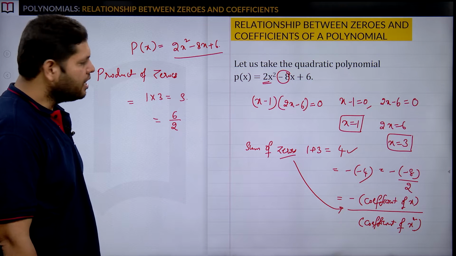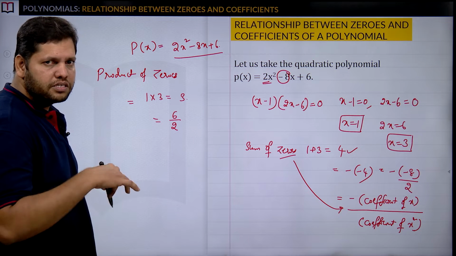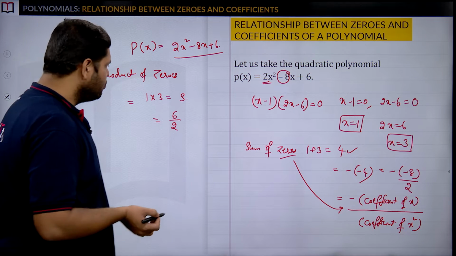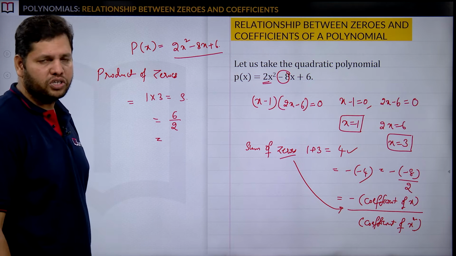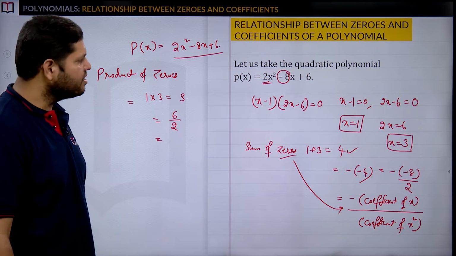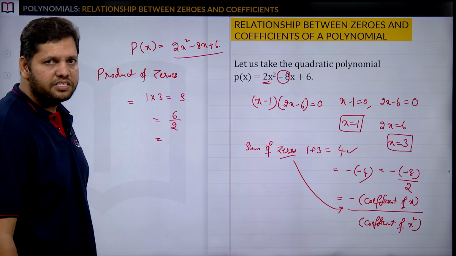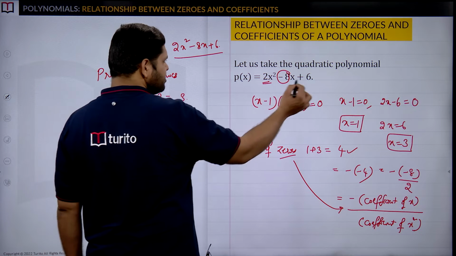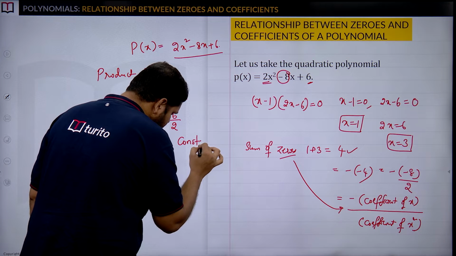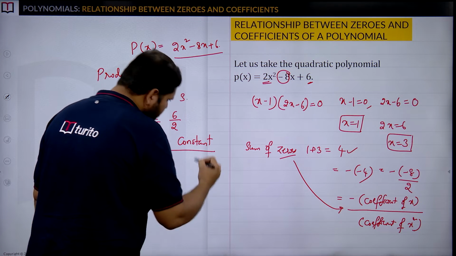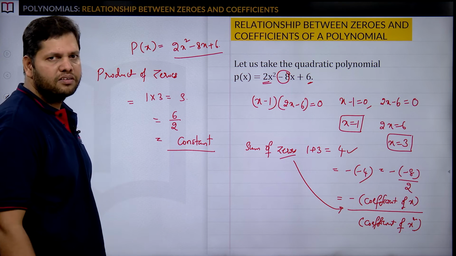This 3, I am writing as 6 by 2, otherwise 6 upon 2. So this 6, children, look again at the polynomial expression. From the polynomial expression, what is the 6, children? Can I say it is a constant? So I can say 6 is a constant, children. And divided by, what is the 2, children?